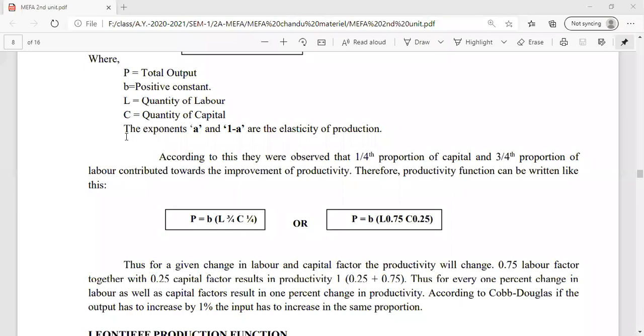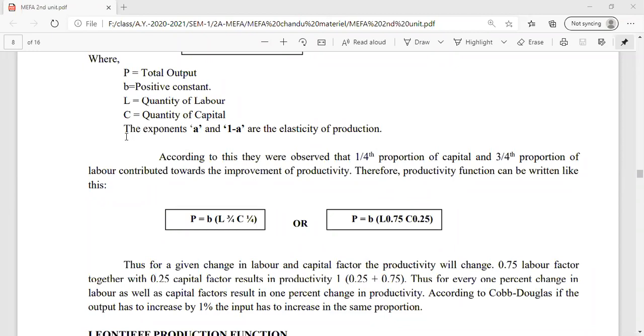So for example, if you see, I have a land and I am willing to do farming. I have an agriculture land. I want to do farming in it. Okay. So for 1 unit of capital, I require 3 units of labor. I'm having a capital of 1 unit and I have a labor of 3 units.